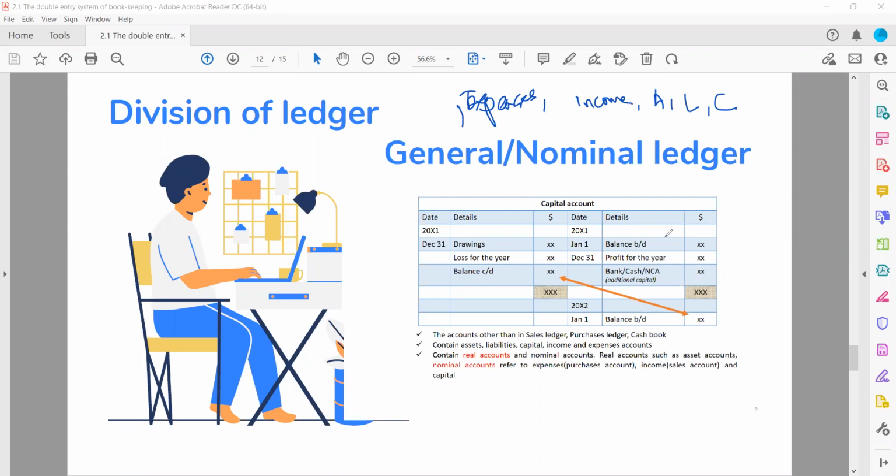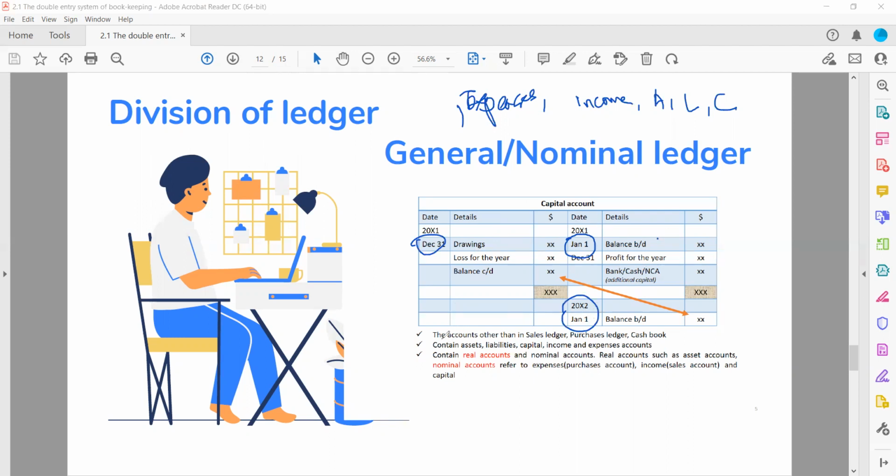So for capital, balance brought down must be in the credit side. Profit for the year, if you have additional capital, is in the credit side. Drawing, reduce the capital debit. If you have losses in the business, it will be in the debit. Balance carry down, balance brought down. And come to the date. Beginning year, end of the year. So following is following year, beginning of the year again.